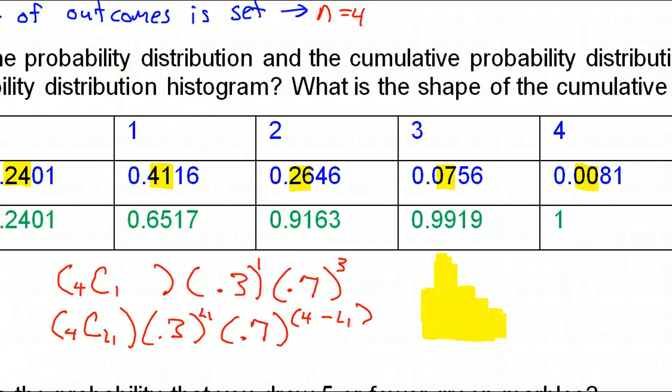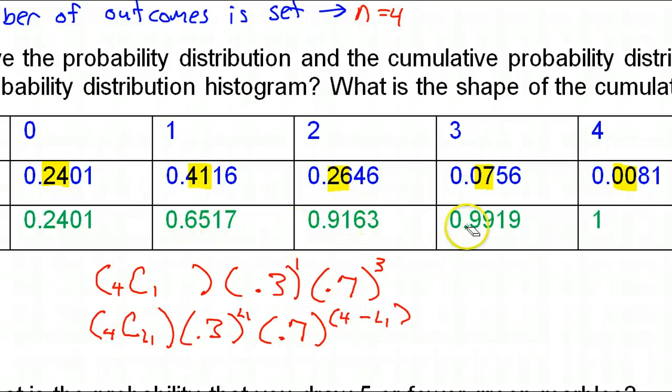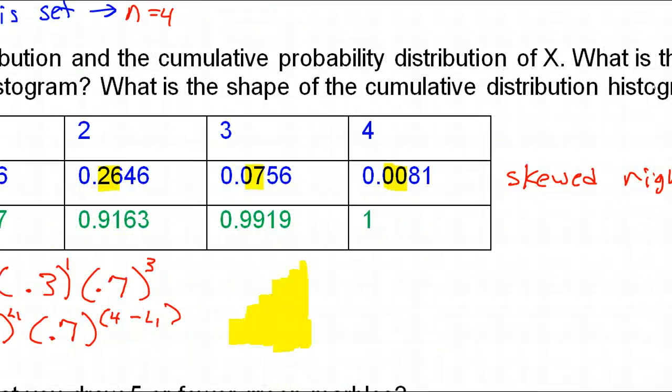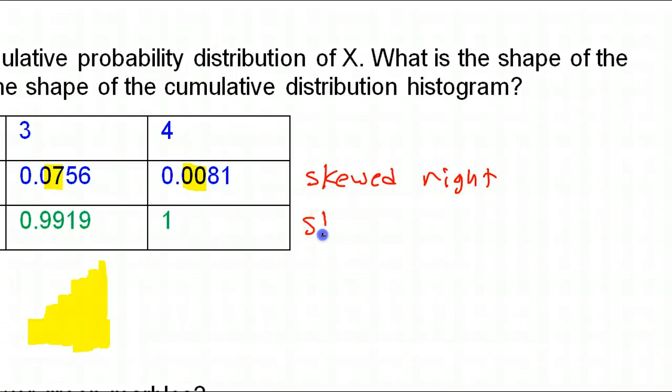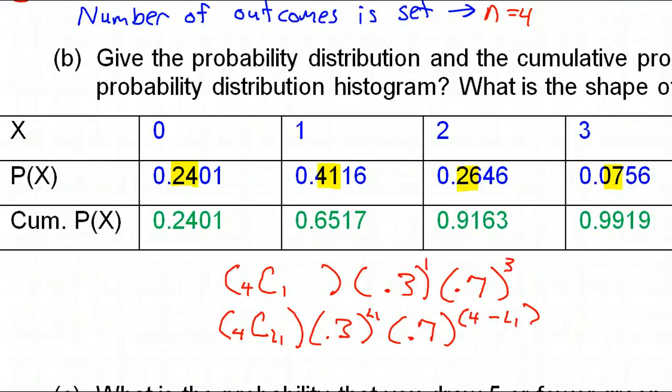Now, in the same way, this next one starts off small with a 0.24, 0.65, 0.91, 0.991, like 100. So hopefully you can see that this is starting small, and then it gets bigger, and then it gets bigger, and then it gets bigger. It's just getting bigger and bigger every time. So the small end is to the left. So the cumulative probability distribution is always going to be skewed left. You usually can tell even without actually drawing the histogram. Anyway, now let's move on.